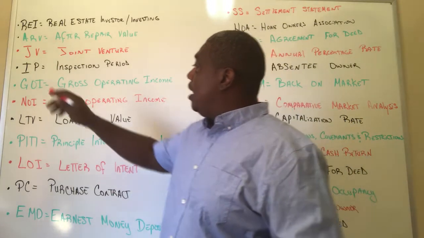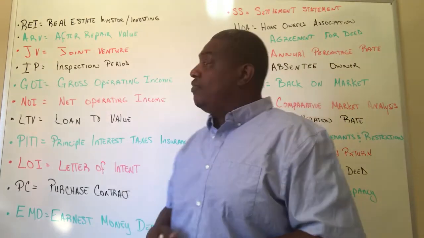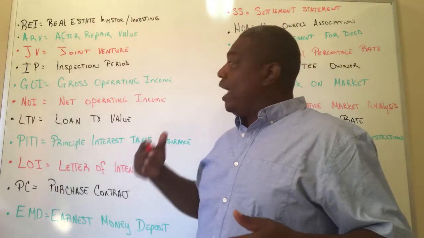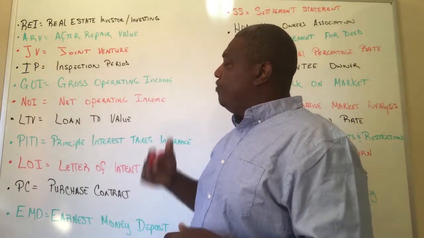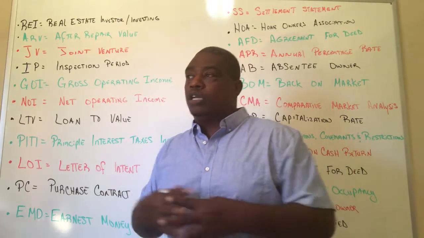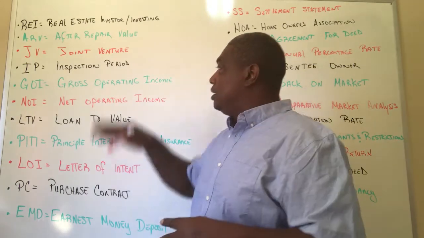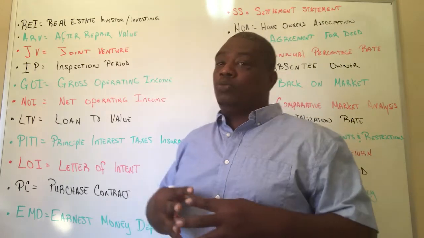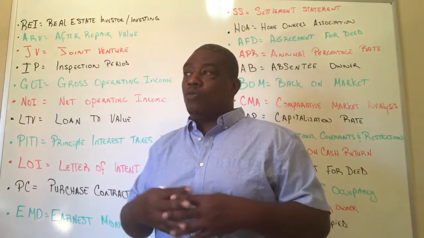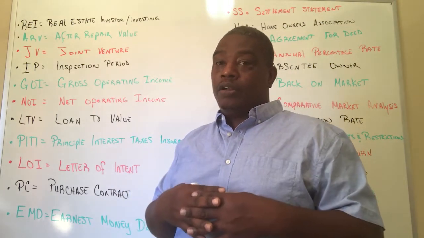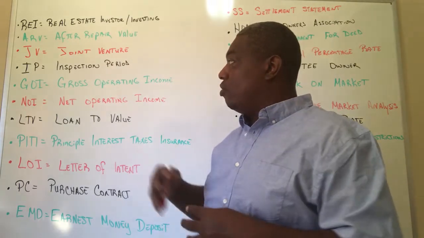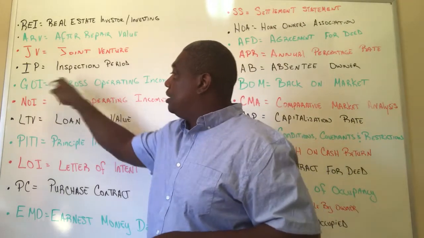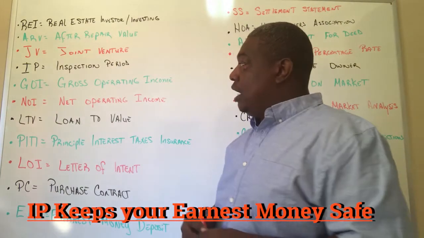Okay, and then next we have JV. That stands for joint venture. This is when you're working with another wholesaler or investor and you guys want to have a mutual agreement on something. This is not like an assignment agreement or anything like this. This is just an agreement between parties to let you know that we are working on this deal together, as wholesalers or as investors. Okay, and then next you have IP. This stands for inspection period.